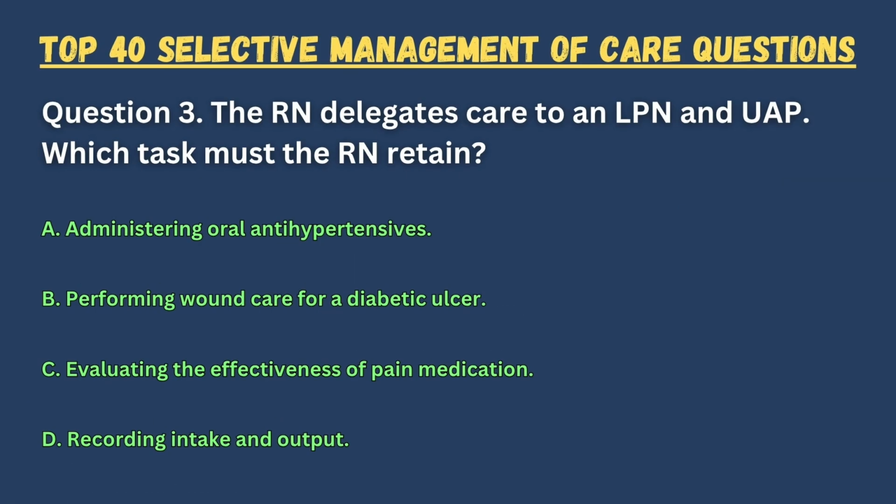Question 3. The RN delegates care to an LPN and UAP. Which task must the RN retain? A. Administering oral antihypertensives. B. Performing wound care for a diabetic ulcer. C. Evaluating the effectiveness of pain medication. D. Recording intake and output.